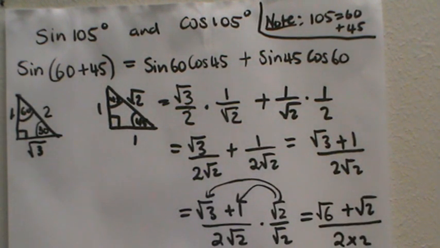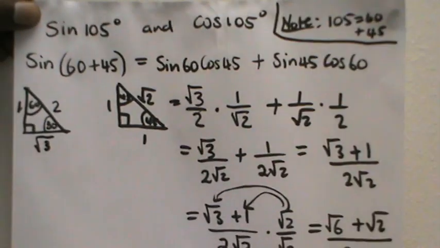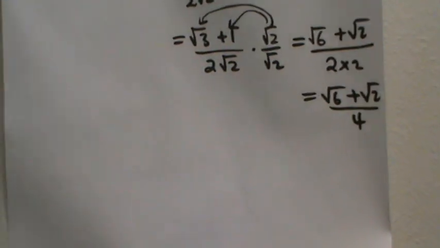Okay, so there are some very advanced high-tech calculators that can work this out. You just type in sine of 105 and then it'll give you this right away, but that's not what we want to see. We need to see all this procedure done.